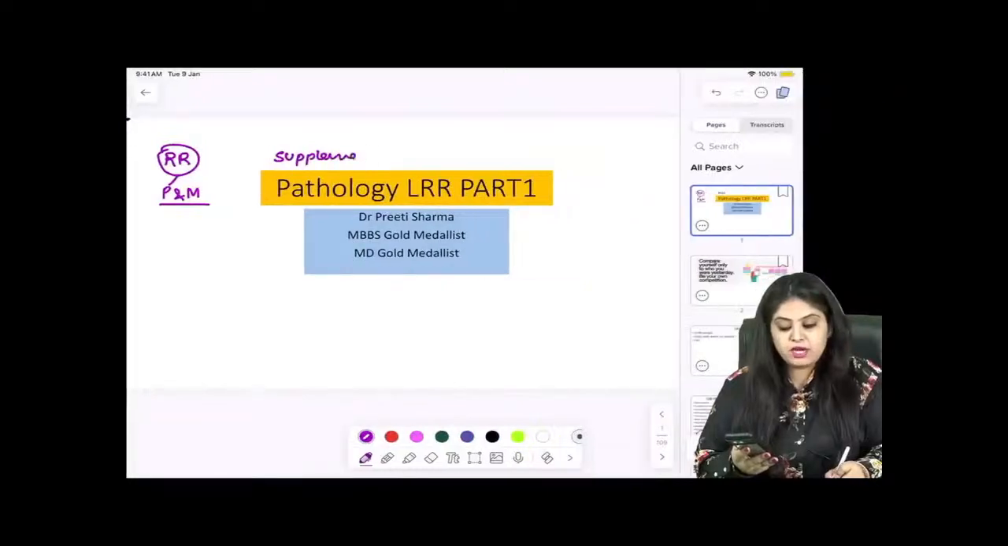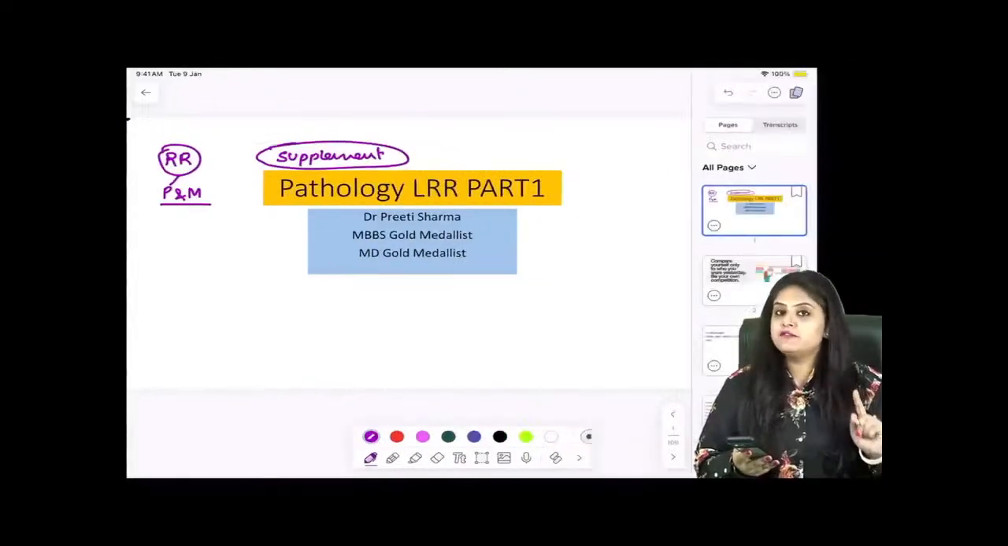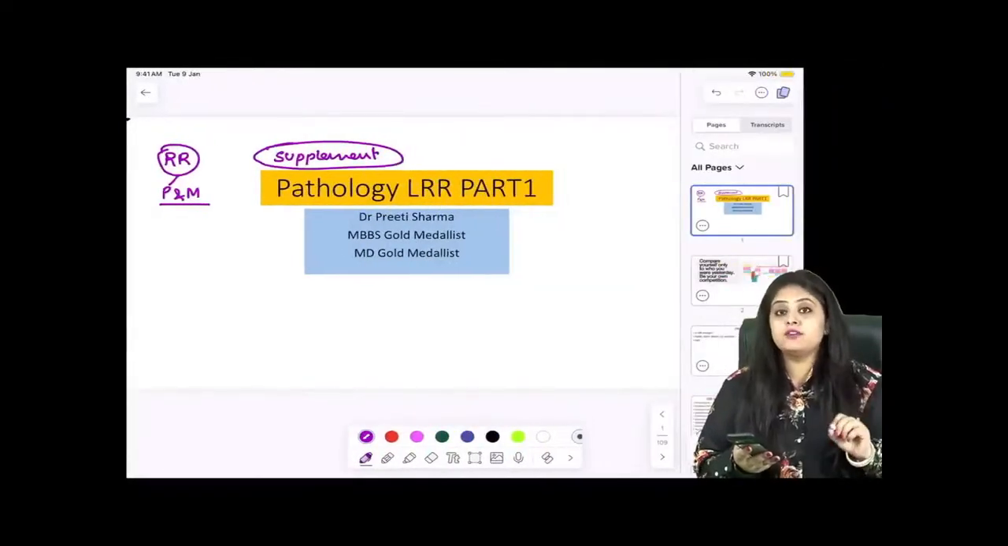I always call it a supplement, right? So your LRR is going to be a supplement to RR. First thing you have to note. Second, what all are we going to cover in this rapid revision, this LRR?